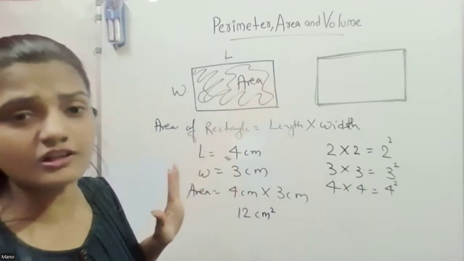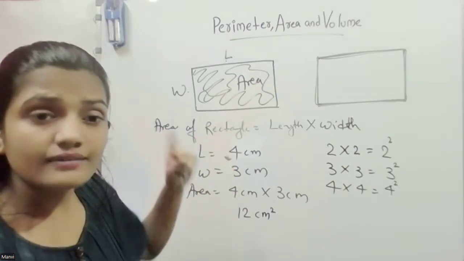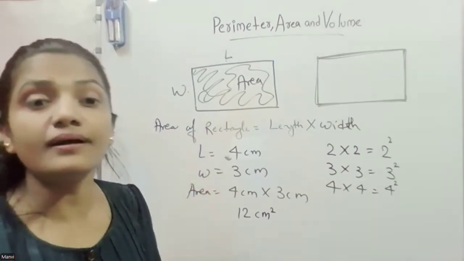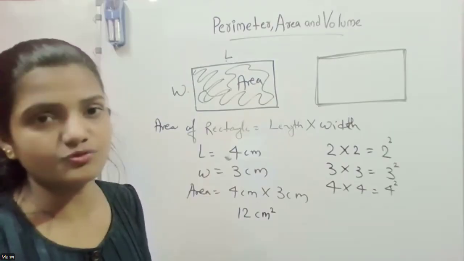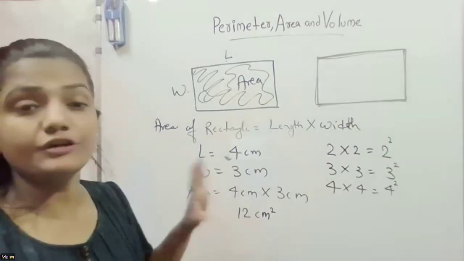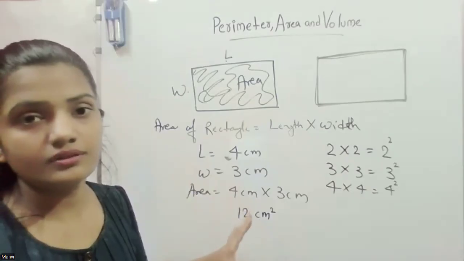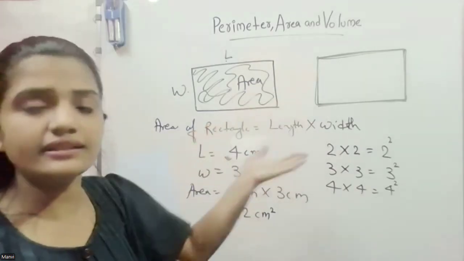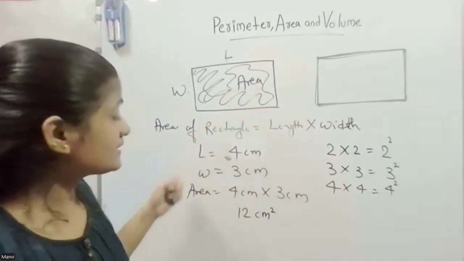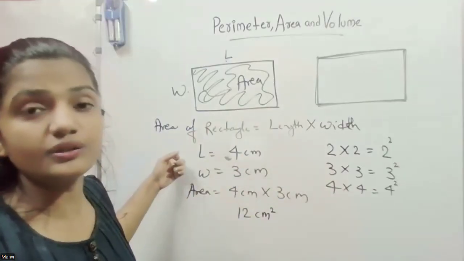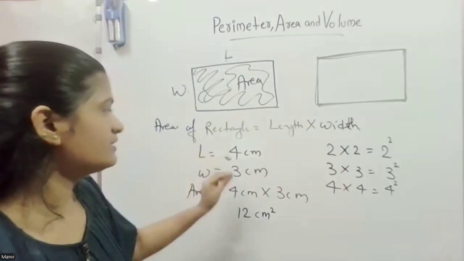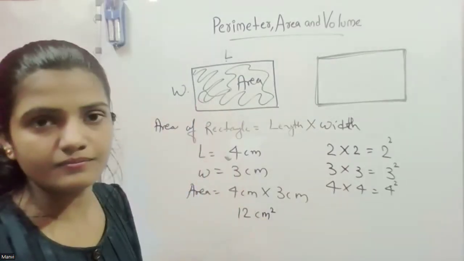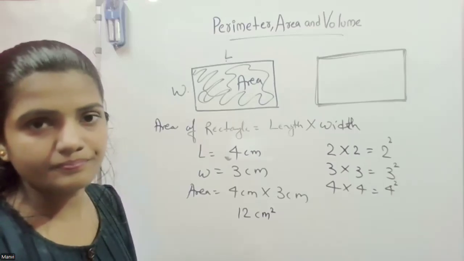In perimeter, it was not like that because that time we were adding. But this time we are multiplying, so we need to be careful about the unit. In perimeter, the unit is the same: centimeter, then centimeter; meter, then meter. But in area, the unit changes a little bit. If meter, then meter square. If centimeter, then centimeter square. Something like this. Okay?